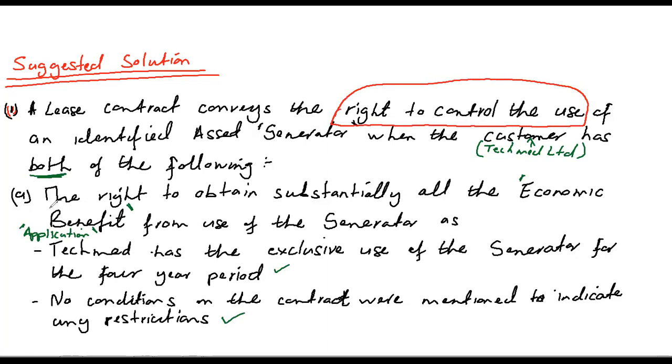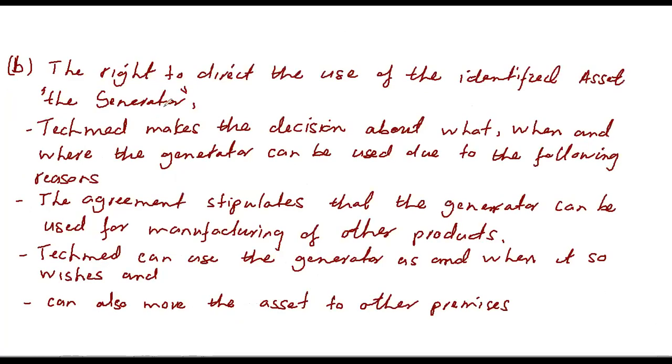All right. And then the second one under that umbrella is the right to direct the use of the identified asset, the generator. Then you apply as well. Application. So you need to learn how to apply so that you get the maximum marks. TechMate makes the decision about what, when, and where the generator can be used due to the following reasons.